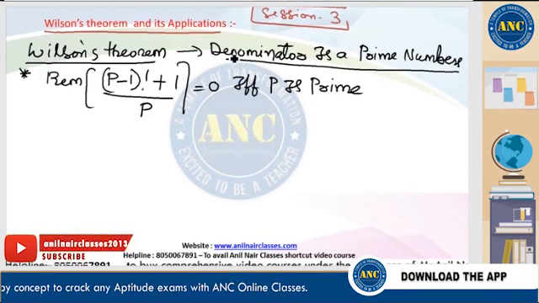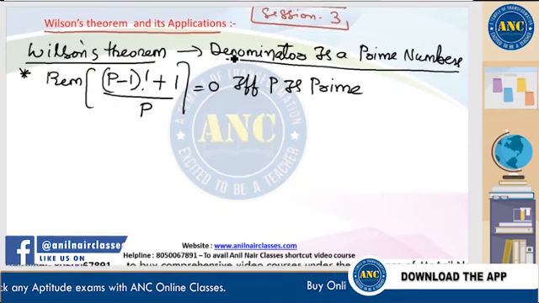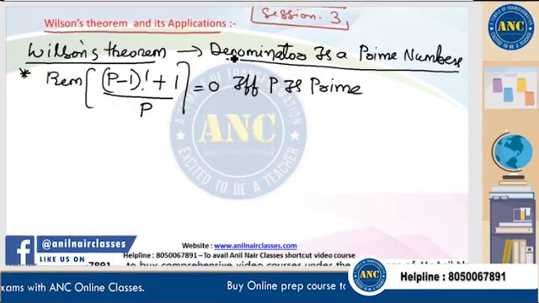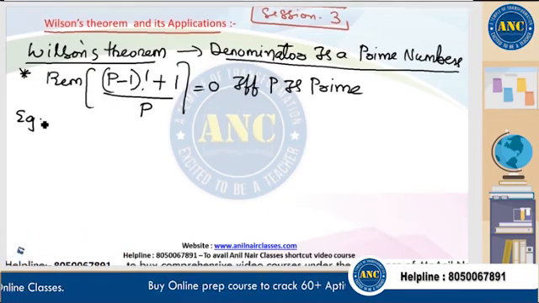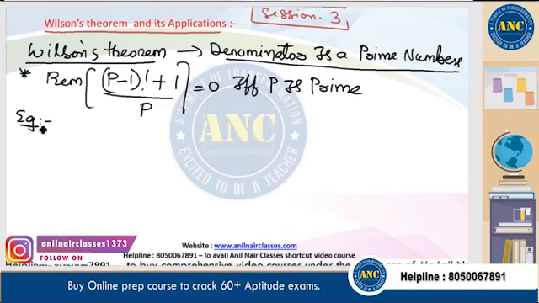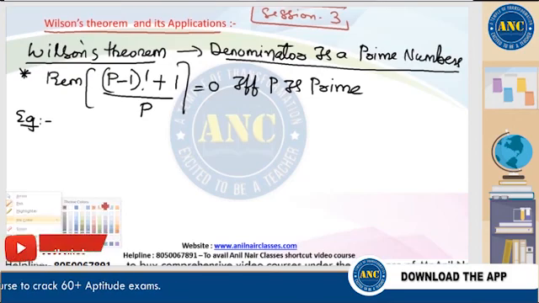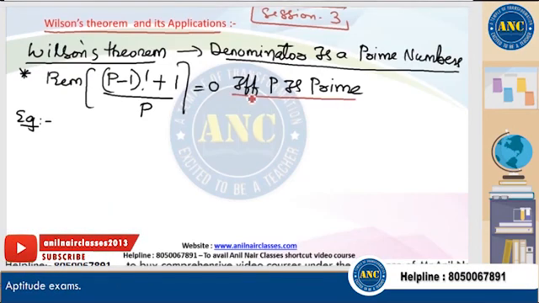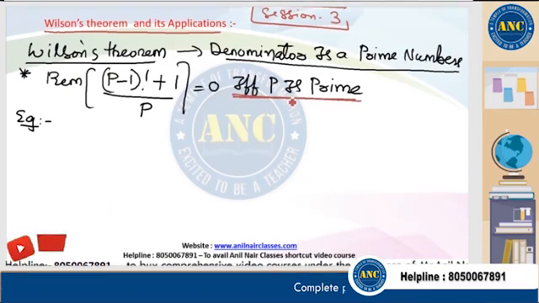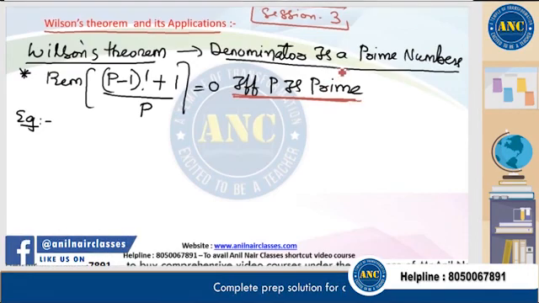When the numerator is divided by the denominator, you can apply Wilson's theorem. To understand this theorem, let us first take a few examples. This is a very important point: Wilson's theorem is applied when the denominator is a prime number. Please make a note of it.